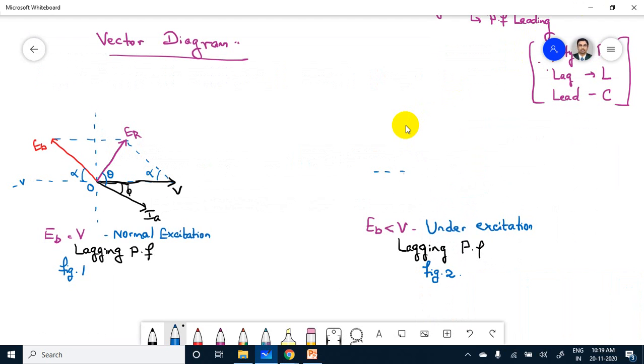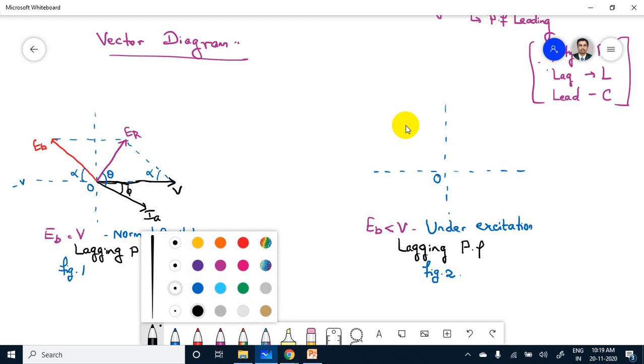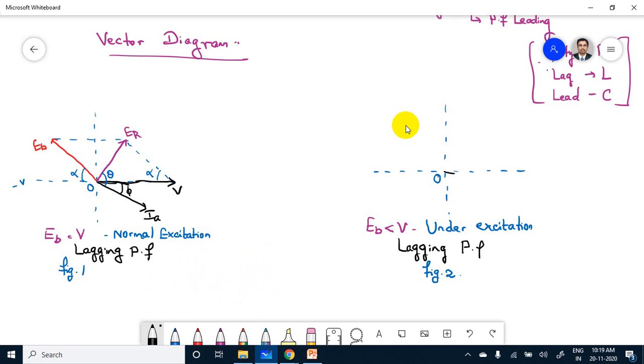Okay, now same method. First, draw x and y axis, and mark 0. Now step 2, you have to draw a voltage, and here it will be a lagging power factor.